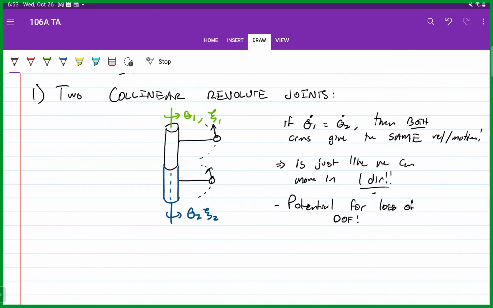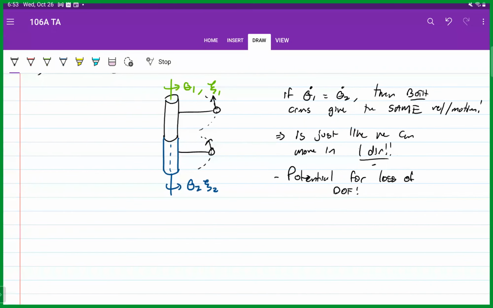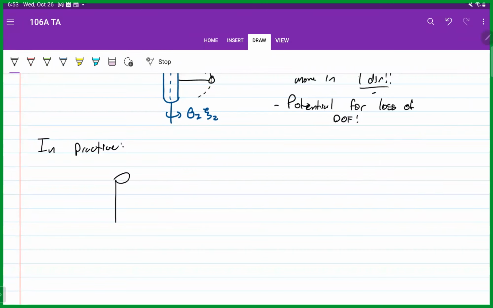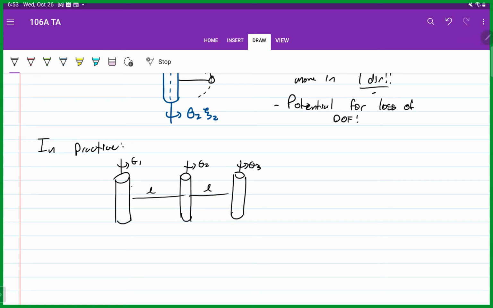You know, it might seem that this example is a little bit contrived. Why would you ever put two joints right on top of each other just like that? Seems kind of silly, right? So let's see where this might actually show up in practice, in a robotics problem. Let's say that we have three joints that look a little bit like this. So that's our first one, and then that's this one over here. That's the distance L, that's the distance L. Theta 1, theta 2, and theta 3.